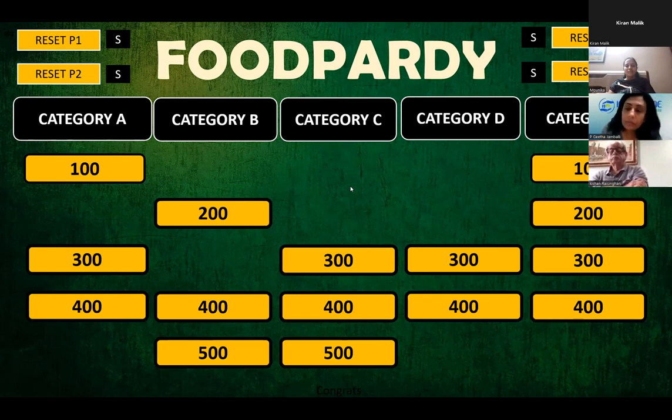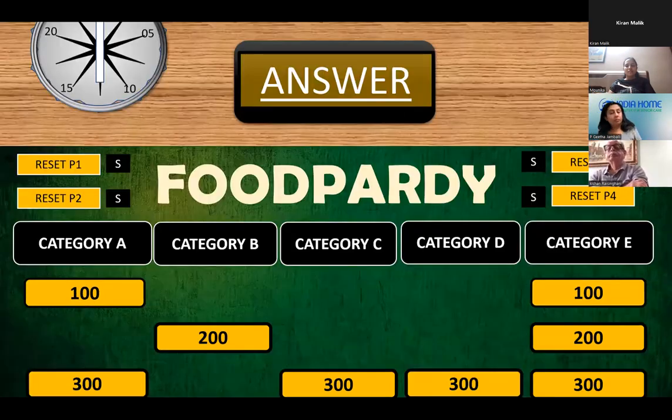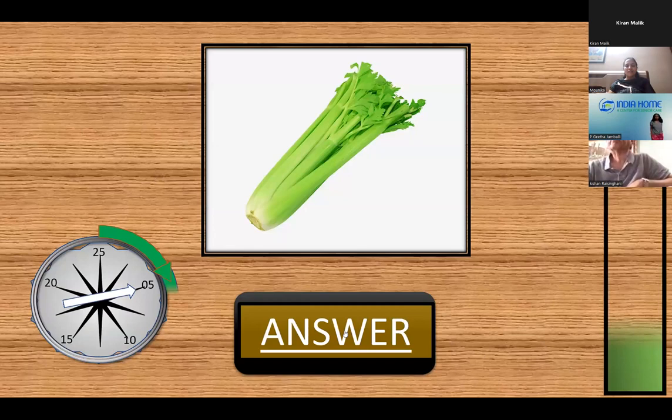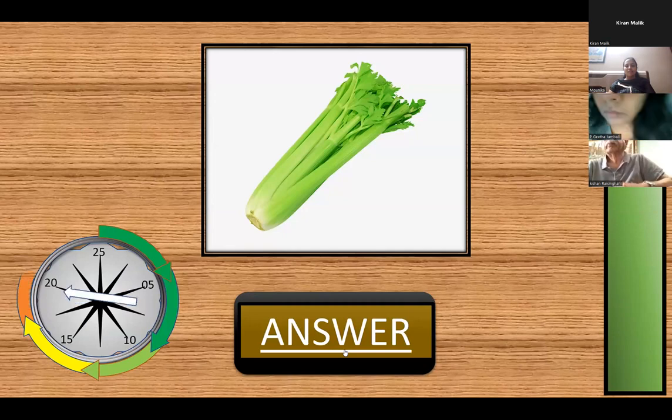Okay, fantastic. Jyotsna ji, you said category C. For C, 400. Awesome. Okay, C for 400 it is. Jyotsna ji, you got it easy. This is celery. C में क्या शुरू होता है? Celery. Yes, good job, everybody. Very good. Celery.